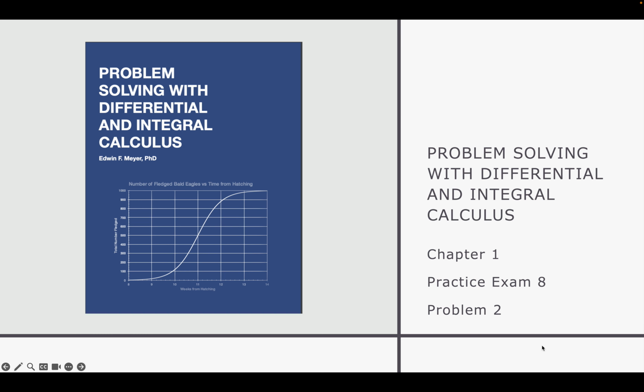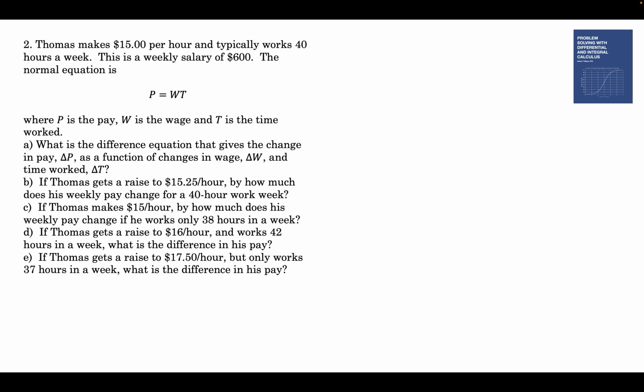This is problem 2 on practice exam 8 of chapter 1 in the book Problem Solving with Differential and Integral Calculus. Thomas makes $15 an hour, works 40 hours a week. His weekly salary is $600. The normal equation for his weekly salary is P = WT, where W is his wage, in this case $15 per hour, and T is the hours worked, which is 40 hours, typically.